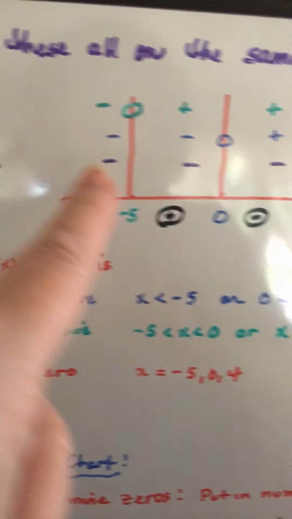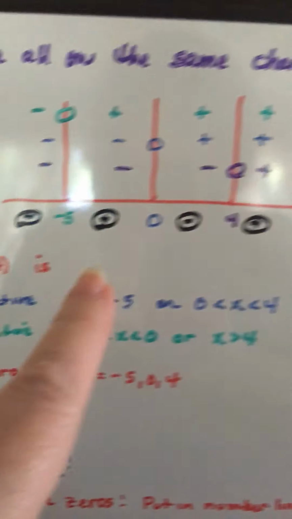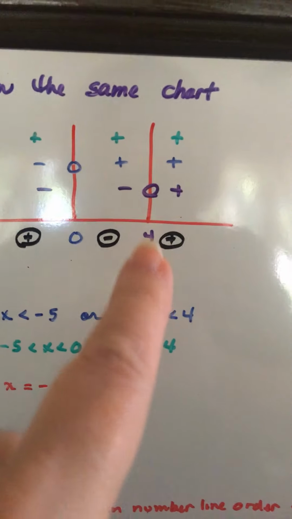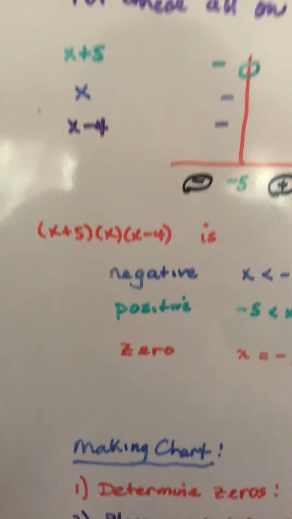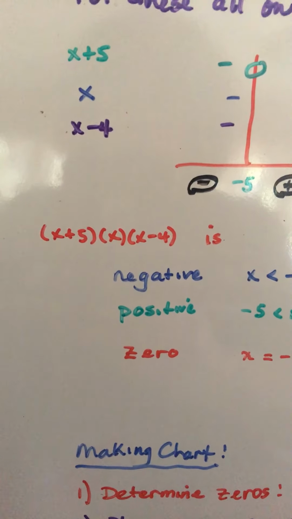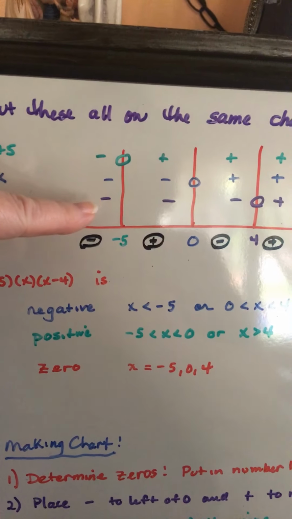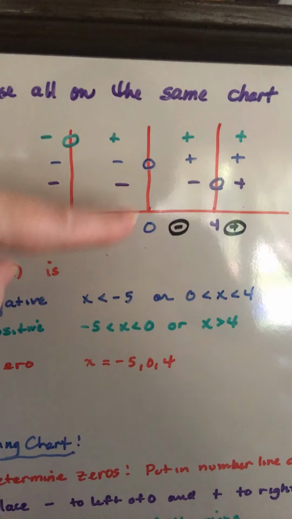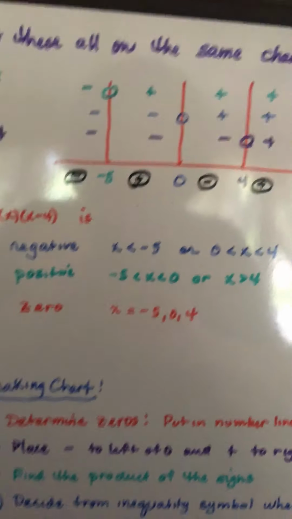What makes this 0 is 0. So to the left it's negative, and to the right it's positive. What makes x minus 4 zero is the value 4. So left of 4 is negative, and right of 4 is positive. Now what happens if I ask you about the product of x plus 5 times x minus 4? Well, the product of negative, negative, negative is positive. Of positive, negative, negative is positive. Of positive, positive, negative is negative. Of positive, positive, positive is positive.